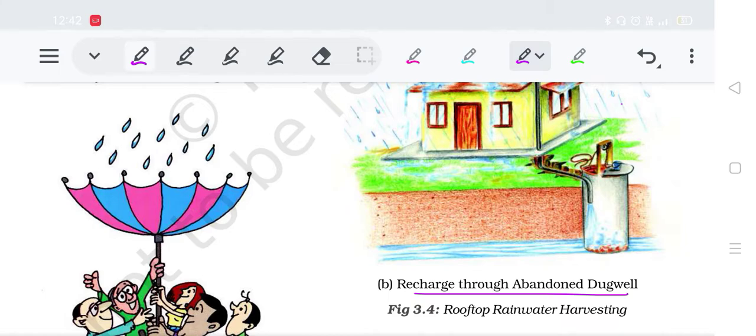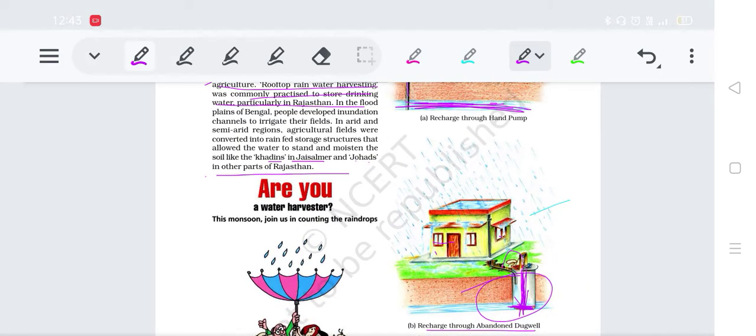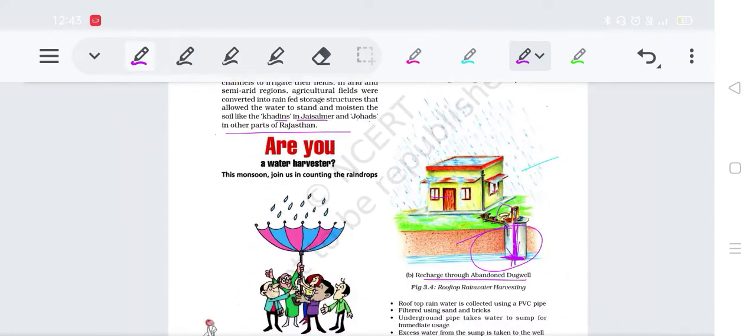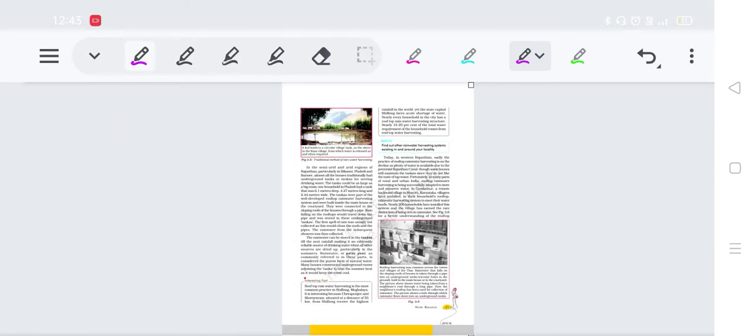This is the dug well in which this water is going in this big soil. Here there are rocks for purifying the water, and this is the well. In this well the water is going, and we take out water. And then they have talked about Khadins and Jaisalmer and Johars and other parts of it. Let me see if there is a picture. This is here.